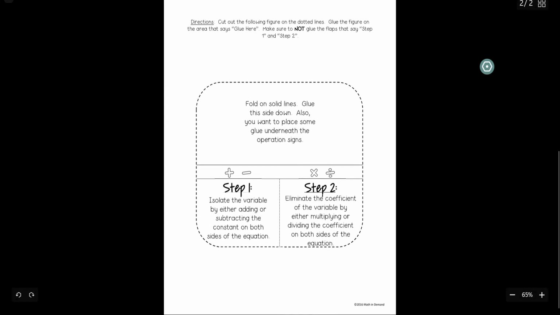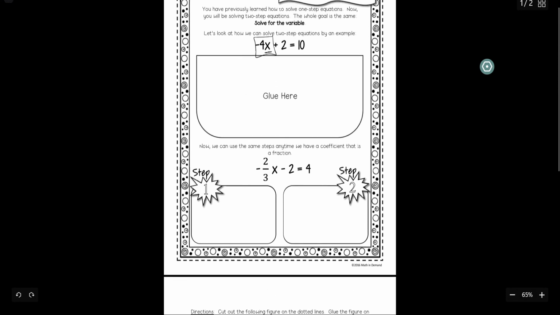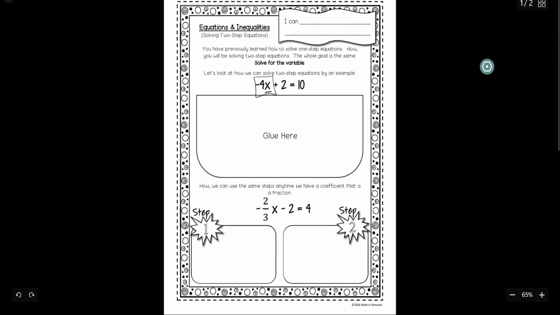So step 1, we're going to isolate the variable by either adding or subtracting the constant on both sides of the equation. Then step 2, we're going to eliminate the coefficient of the variable by either multiplying or dividing the coefficient on both sides of the equation. Depends on the operation. So we know first we're either going to add or subtract. So if we have this positive 2, that means we're going to subtract 2 from both sides of our equation. It's going to leave us with negative 4x is equal to 8. Since negative 4 is being multiplied to x, we're going to divide by negative 4 on both sides. X is equal to negative 2.